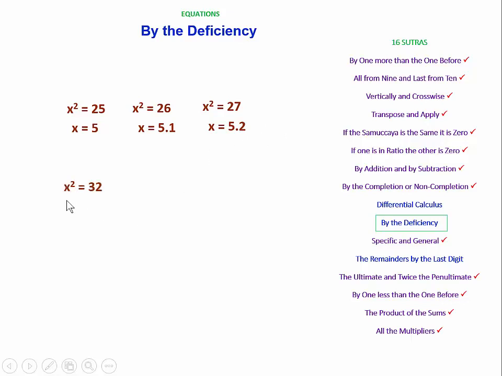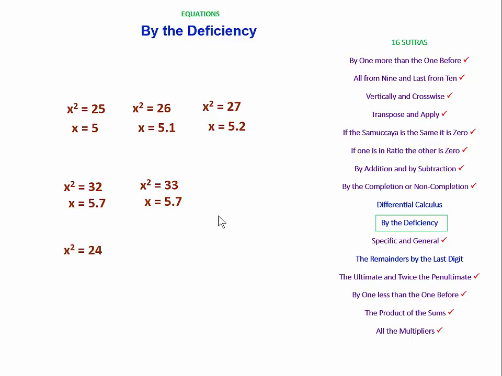For x squared is 32, that's 7 over 25, so we get 5.7. X squared is 33, this is now getting close to the square number 36, and it's actually 3 below 36, so we would need to take 3 off of 6 in the tenths place and get 5.7.